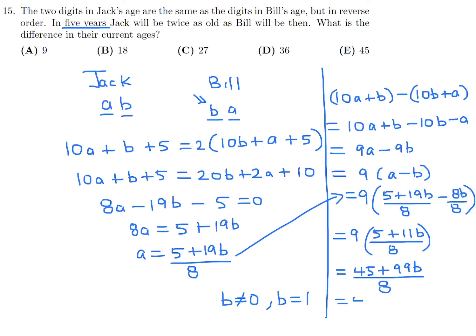Well, that gives me 45 plus 99 over 8, and that is equal to 18. And therefore, that works. They're basically saying that the difference between their ages is 18 years. And that makes perfect sense since 18 is an integer. So 15, the answer is B.